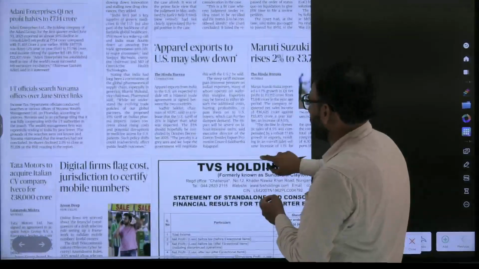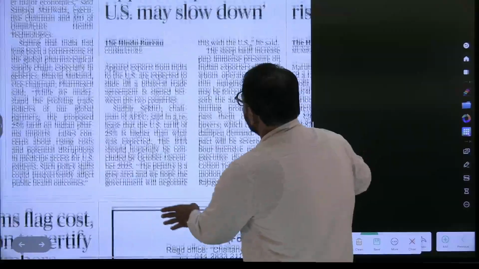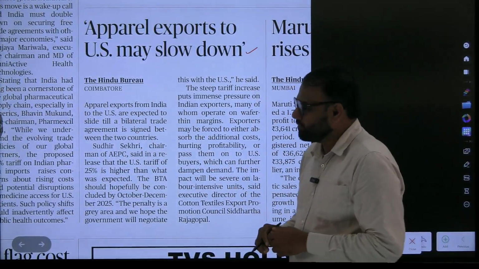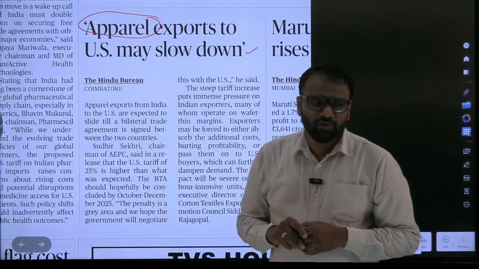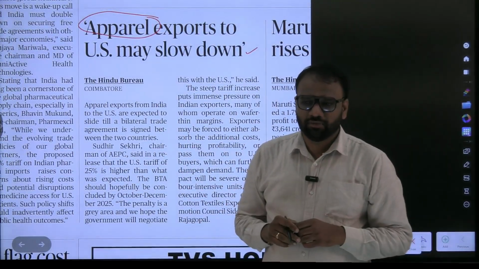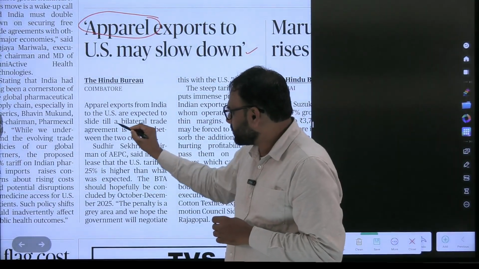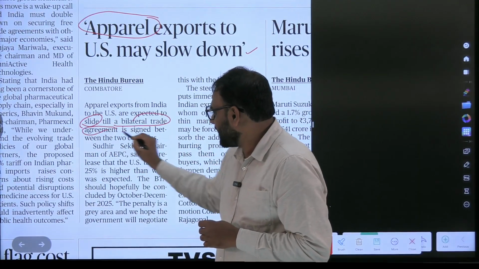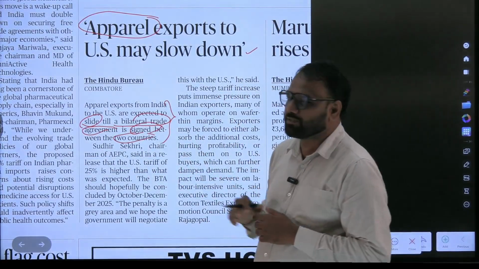First, we'll start with small articles. Then we'll go for a larger one. Okay. Apparel exports to US may slow down. What is apparel? Okay, associated with textiles. So apparel exports from India to US are expected to slide till a bilateral trade agreement is signed between the 2 countries. What does it mean? Now you should be able to tell the meaning of this particular paragraph.